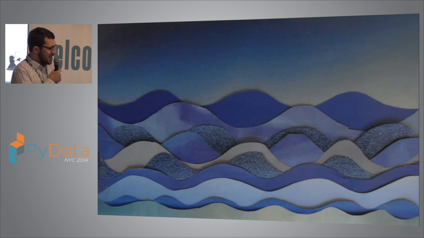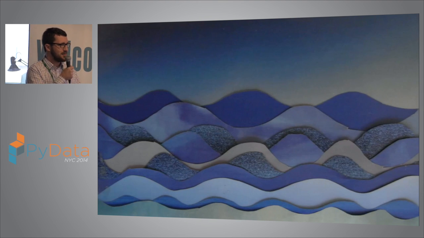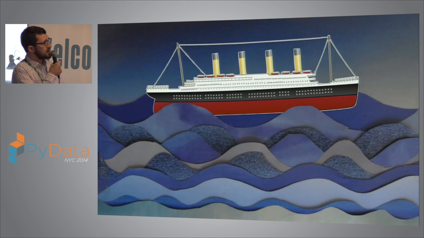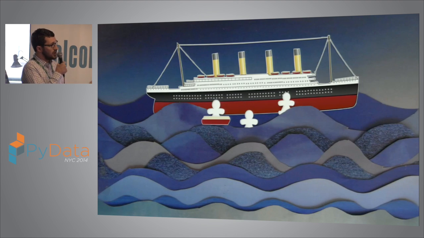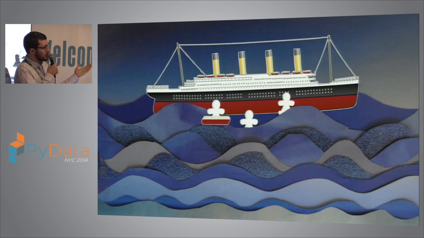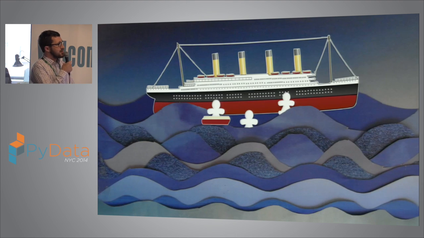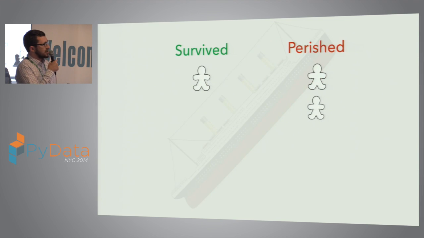So, as some of you may recall, in 1912 there was a boat called the Titanic, and because of an unfortunate event with an iceberg, many of its passengers ended up in the water. The lucky ones ended up in lifeboats. The not-so-lucky ones ended up just in the chilly depths. And because of this, obviously, the ones who were in lifeboats survived. The ones who were not in lifeboats perished.